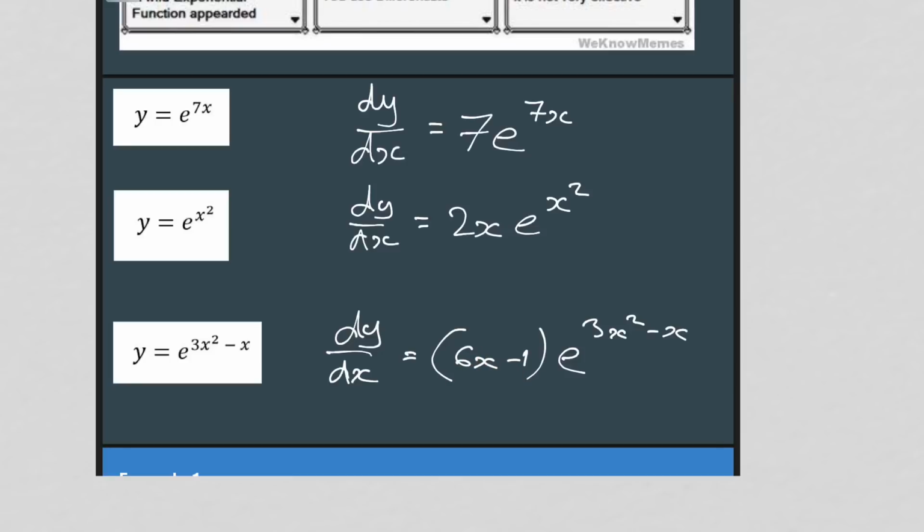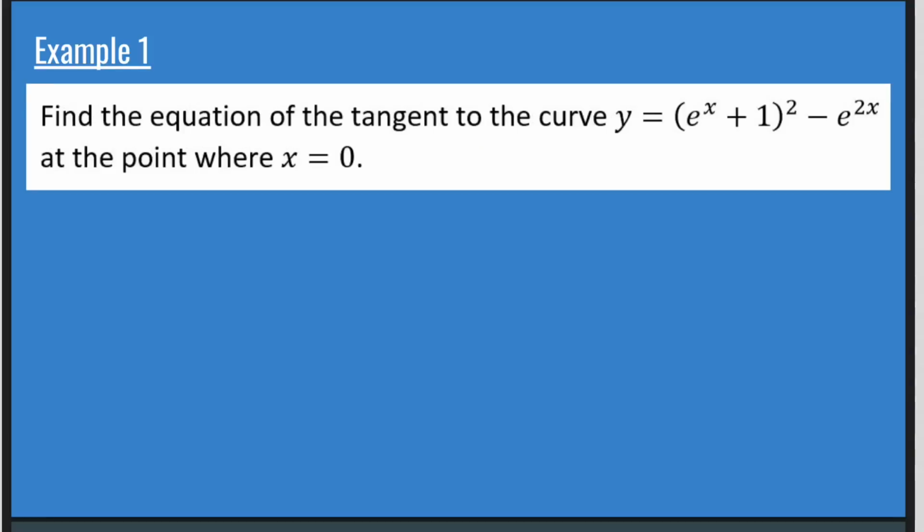That is definitely not the same as me writing this. That's definitely not the same, because I've not times this here by e to the power of 3x squared minus x. So this bottom one here is wrong. Okay, so differentiate the power, times it at the front, keep the power the same.